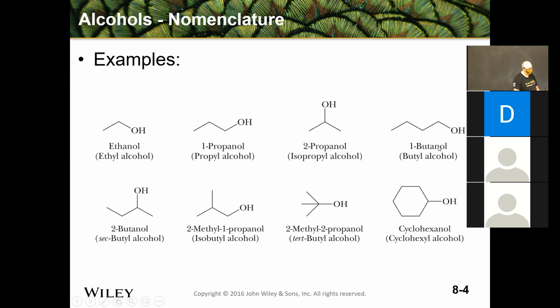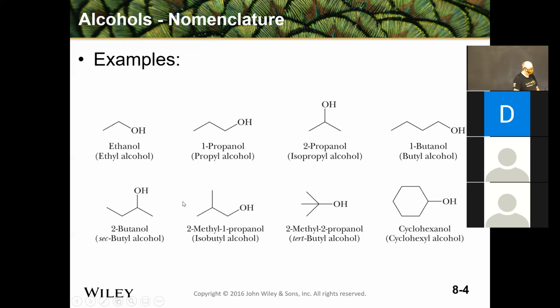You have 1-propanol or 2-propanol, also called propyl alcohol or isopropyl alcohol. 1-butanol. We do have to locate the alcohol. This is called butyl alcohol, or it may be just called N-butyl alcohol. 2-butanol. This is a sec-butyl group. It's a straight chain. The alcohol is on the second carbon. 2-butanol is the IUPAC, sec-butyl alcohol is the common.